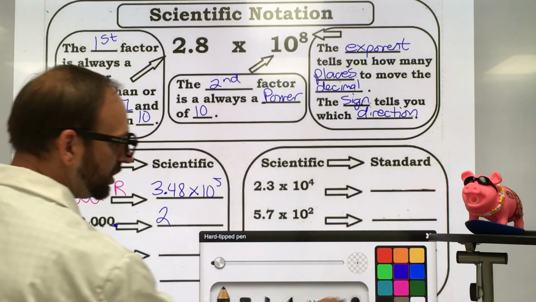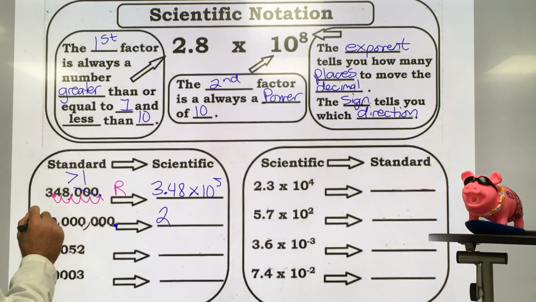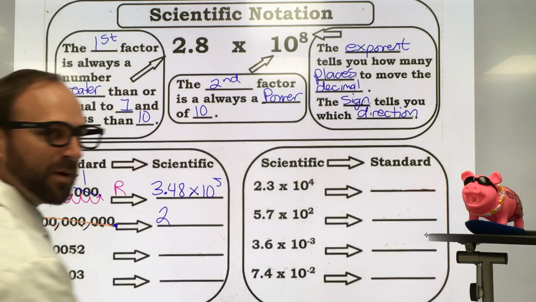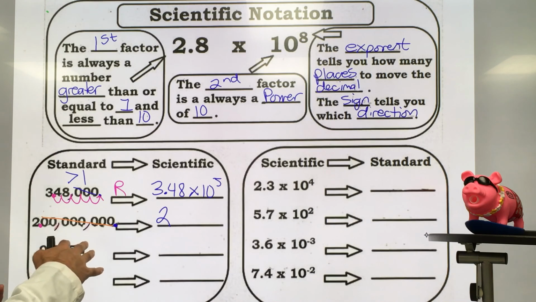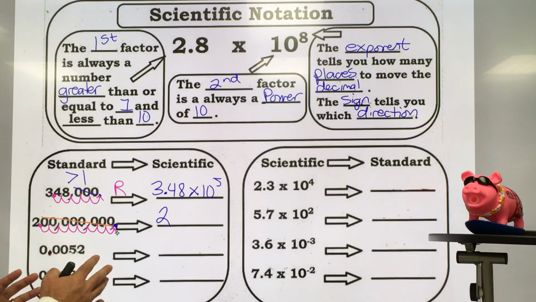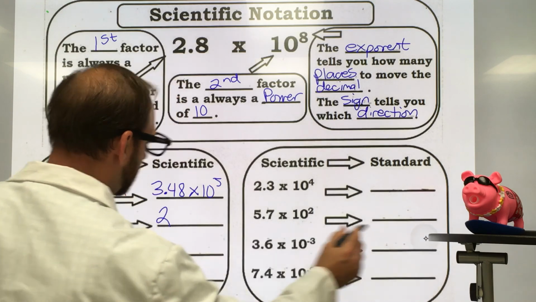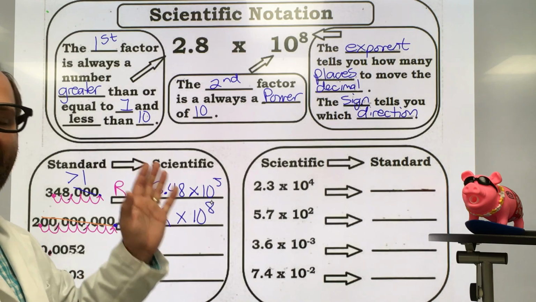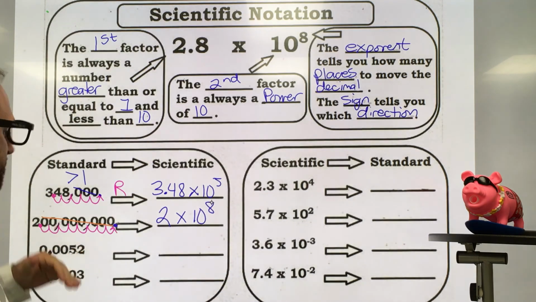Now I'm going to drop these zeros to the right of that last counting number. And then I'm going to count from my new decimal back to my original decimal. So I'm going to go 1, 2, 3, 4, 5, 6, 7, 8 decimal places to the right. So my second factor, my power of 10, is going to be 2 times 10 to the 8, a positive 8. That number is greater than 1.